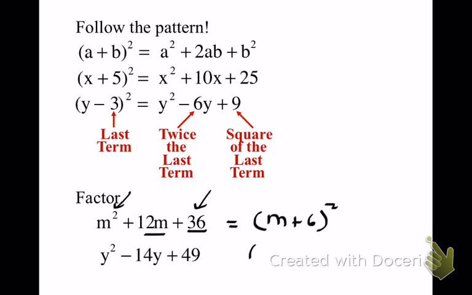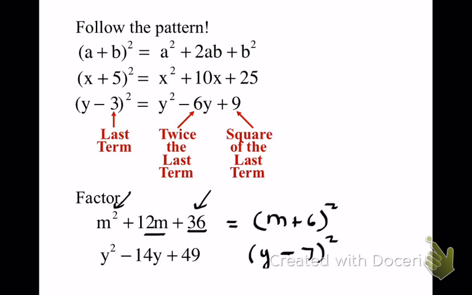So let's try it again. Square root of 49 is 7. Square root of y squared is y. To get that minus 14, I'm going to have to put a negative in there. And now I'm going to check myself. Negative 7 squared is positive 49. Y squared is positive y squared. And then when I multiply the two together, I get negative 7y, double it, and I get that negative 14. So that is the correct factoring.